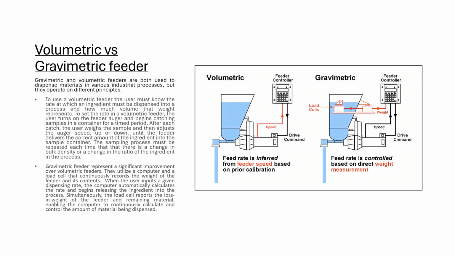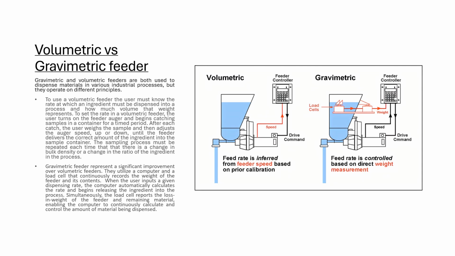After each catch, the user weighs the sample and then adjusts the auger speed up or down until the feeder delivers the correct amount of ingredient into the sample container. The sampling process must be repeated each time there is a change in bulk density or a change in the ratio of ingredient in the process.